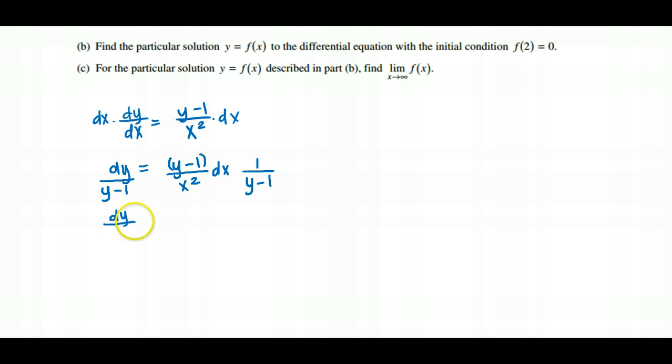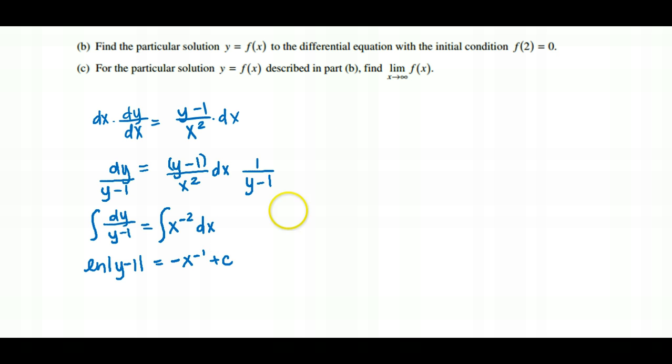So I get dy over y minus 1 equals, I'm going to rewrite the right side as x to the negative 2 dx. So I brought the x squared on the bottom to the top and made the exponent negative. Now I'll integrate both sides. On the left, I'll end up with the natural log of the absolute value of y minus 1 equals, on the right, I'll end up with negative x to the negative 1 plus c.